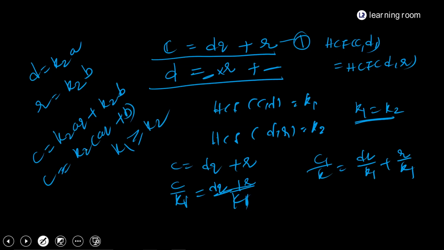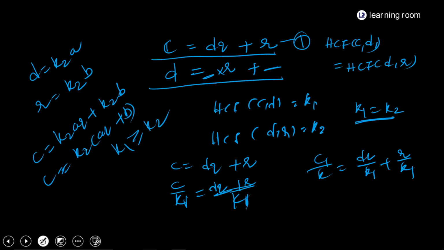So now we need to show that K1 is a factor of D and R. Already we have shown that K1 is a factor of D and R. K is a factor of D. So already let's say K1 is a factor of D and R, right?